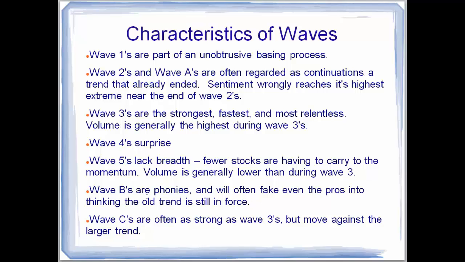Wave Bs, as Mr. Elliott put it, are phonies and will often fake out even the pros into thinking the old trend is still in force. Wave Cs during corrections are often as strong as wave 3s, but move against the larger trend. This is important. This is an example where you get an impulse, a 5-wave impulse in a wave C position, and it isn't telling you what the direction of the trend is. It's actually moving against the larger trend. So just because you see an impulse doesn't mean that's always the direction of the trend. It could be the end of a corrective phase.